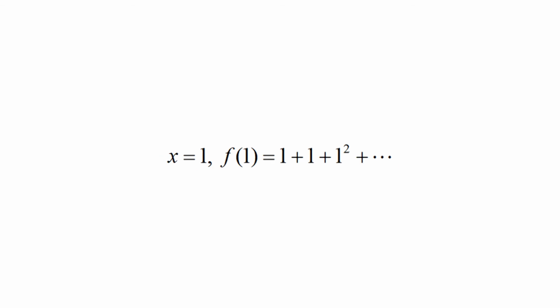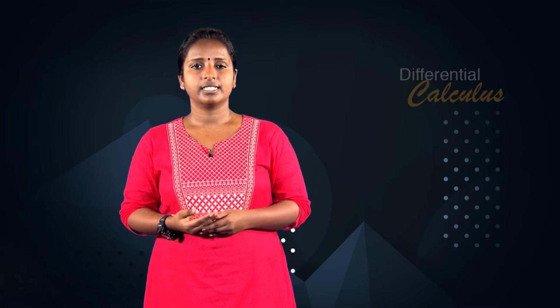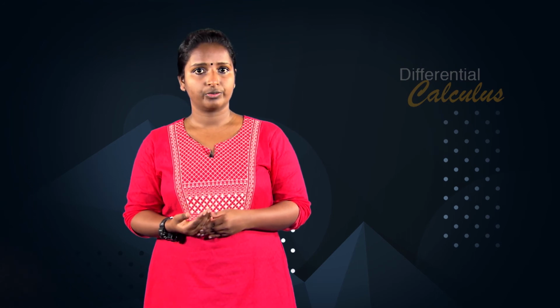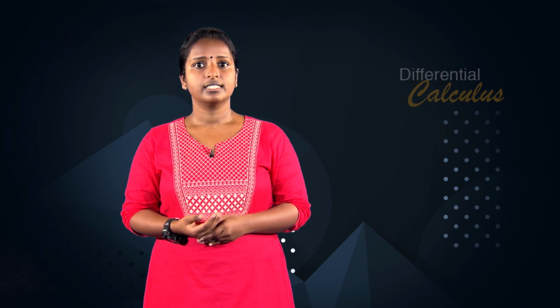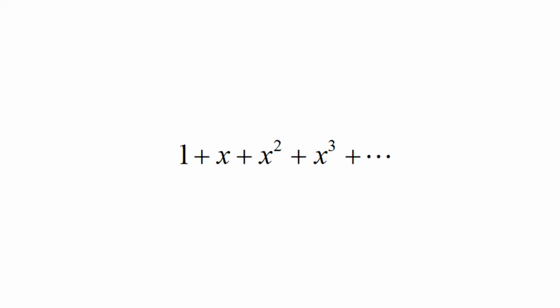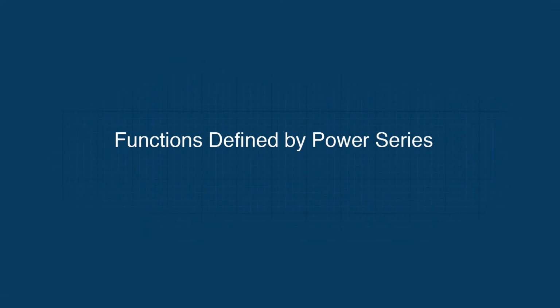When x equal to 1, f of 1 equal to 1 plus 1 plus 1 square plus etc. The right hand side is a divergent series. That means the series does not give a sum. So, f of 1 is not a real number. Hence, the function is not defined at x equal to 1. Recalling that the interval of convergence of the series 1 plus x plus x square plus x cube plus etc. is the open interval (negative 1, 1), we conclude that the natural domain of the function f of x is the open interval (negative 1, 1).